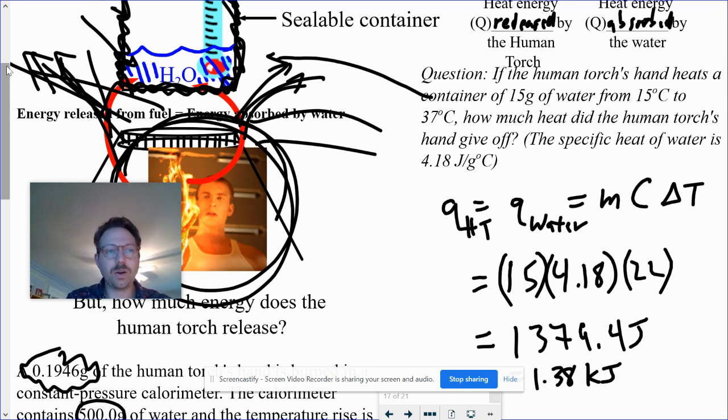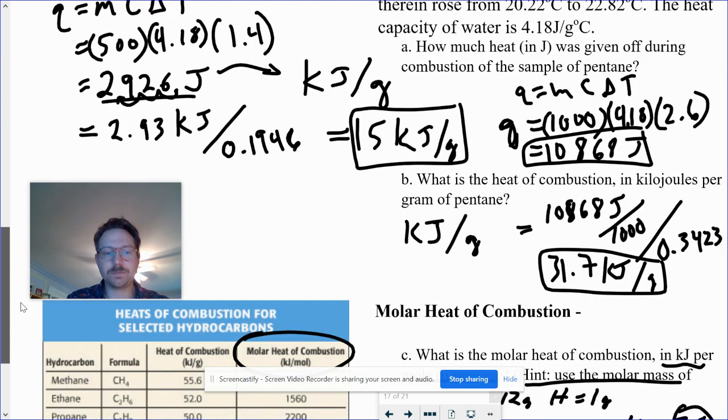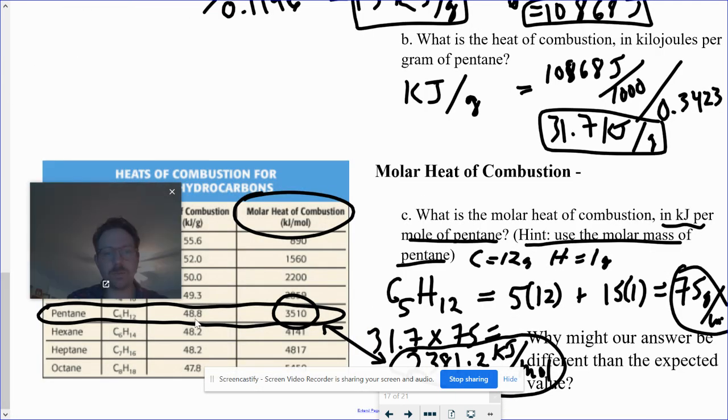So that's it. That's why you have a slightly lower number of molar heat of combustion there, and also why you have a lower heat of combustion as well.